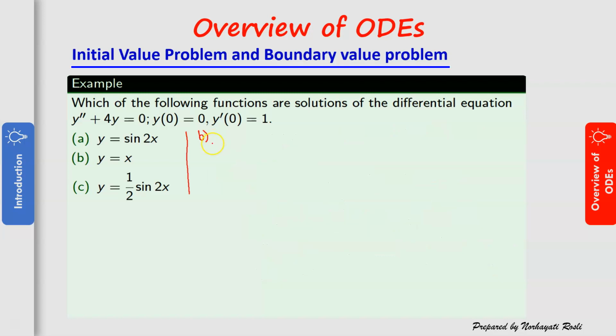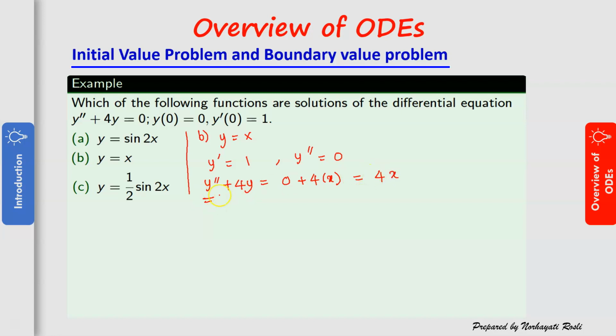Now class, let's do B. In B, we have y equal to x. When I differentiate this one, I get y prime equal to 1, and then y double prime equal to 0. When substituting in this differential equation, I will have y double prime plus 4y. This y double prime is 0, so 0 plus 4 times y, which is x. So 4x, which is equal to 4x.